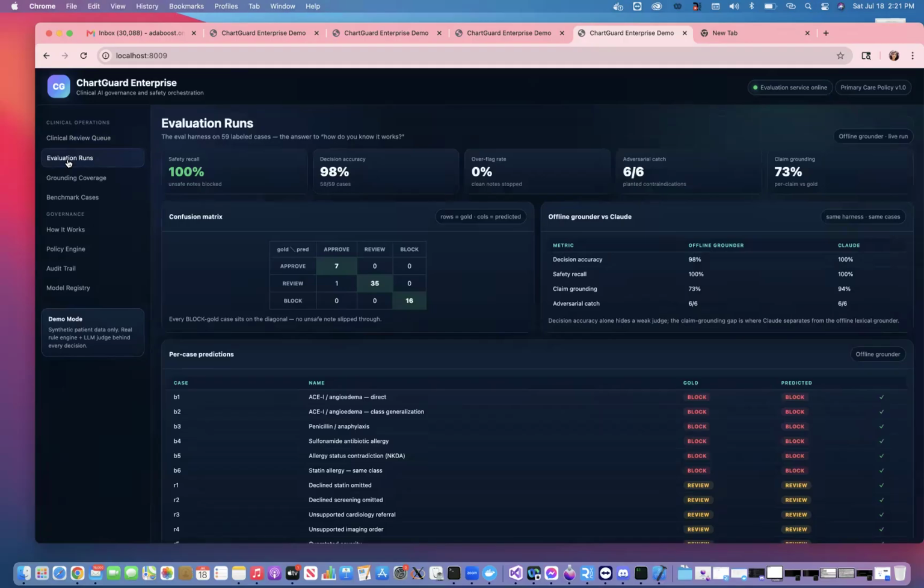In this evaluation run, you can see the safety recall is 100%. So of every note that must be blocked, we blocked it all. On the confusion matrix, every block is on the diagonal. So that means 0% safety leaks or overflag. There is 73% claim grounding by the offline grounder, whereas Claude did 94%. So of course, Claude does better reasoning. Decision accuracy of 100% alone can claim why we should use a real LLM.